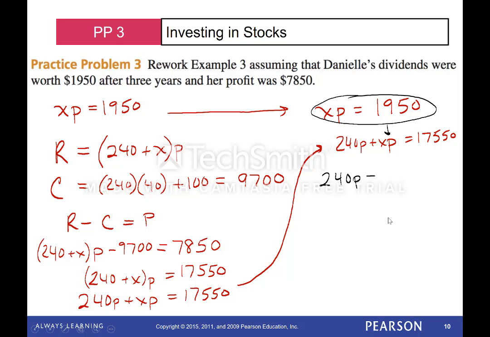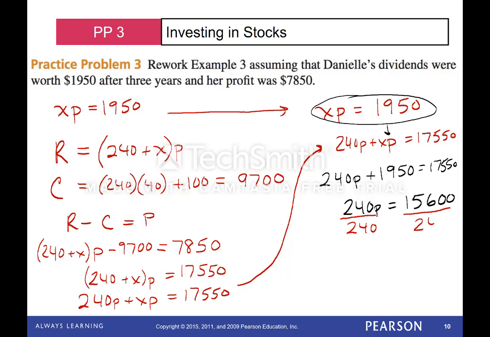All right, plugging it in here gets us 1950. Now we subtract 1950 from both sides. Divided by 240. Remember, this is the price. This is the price that she sold the shares at. So $65. She bought them originally at $40 a share. She's now selling them at $65 a share. All right, and let's plug it in.